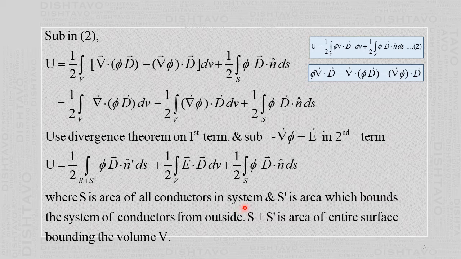Now these conductors are inside that charge distribution. Then S dash is the area which bounds the system of conductors from outside. That is what we had considered in the third chapter. So S plus S dash is the area of the entire surface bounding the volume V. That area bounds the entire volume, and S is the surface area of those conductors which are there inside the charge distribution.